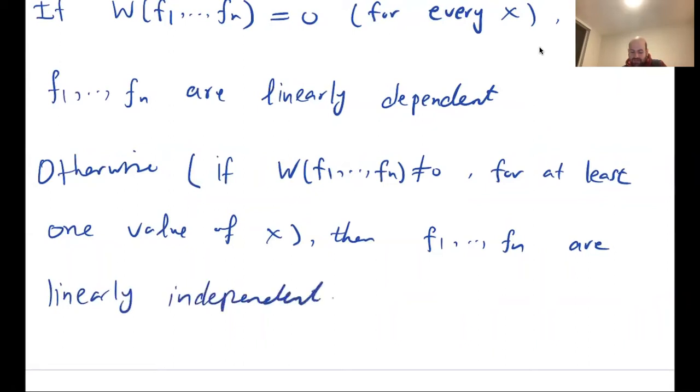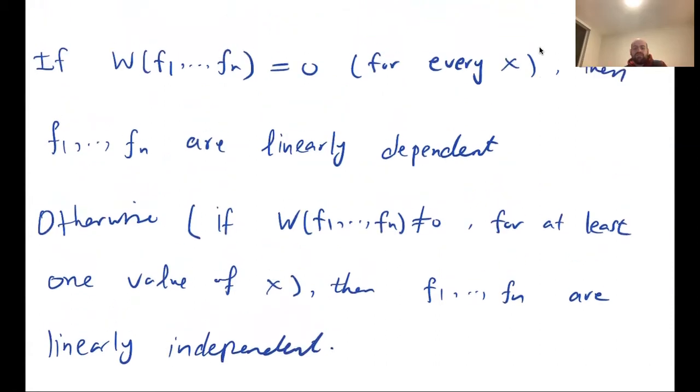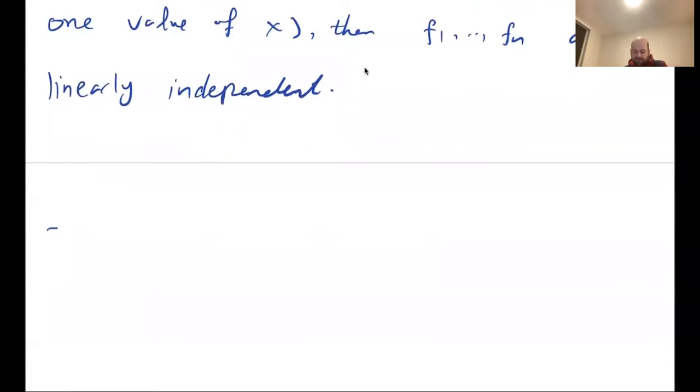I remember in the previous semester, there was a common mistake that many students thought that this W of f1 to fn must be non-zero for every x in order for functions to be linearly independent. That's not the case. If this determinant, the Wronskian, is not 0 even for one value of x, then we can say that the functions are linearly independent. But if it's 0 for every x, if it's the constant function 0, then they are linearly dependent. So let's look at an example.